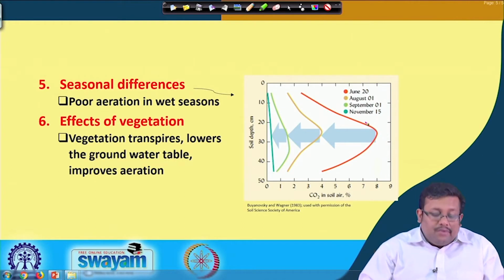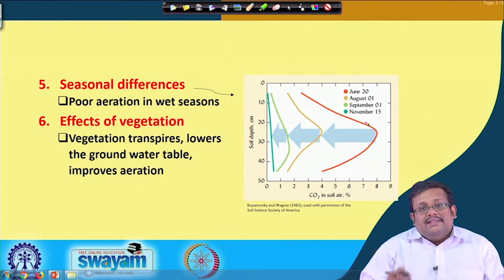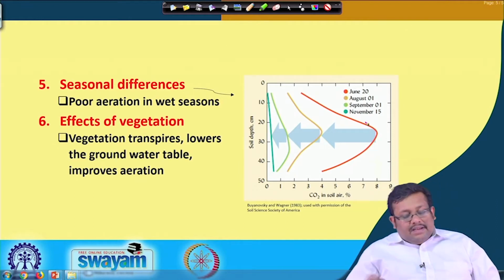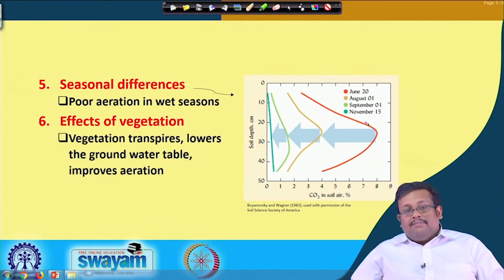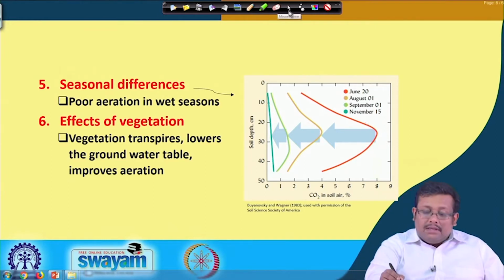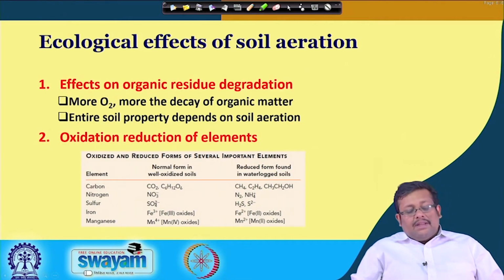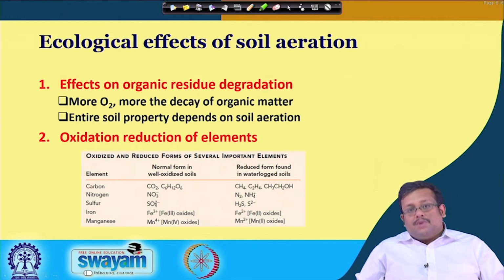And effects of vegetation: vegetation also lowers the groundwater table, and as a result of the lowering of the groundwater table, it improves the aeration status of the soil. So let us go to the next slide and see what the other ecological effects of soil aeration are.